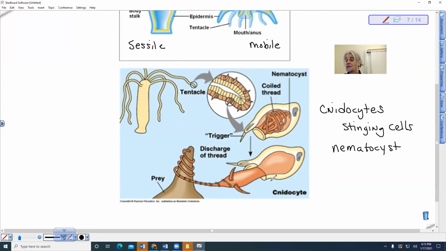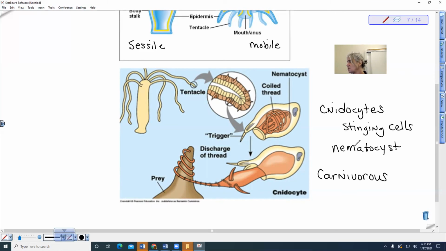These cnidocytes are carnivorous, right? So they are actually eating other animals. They're not filter feeders like sponges. Sea anemones actually grab hold of stuff and can draw it in. Obviously, jellyfish and Portuguese man-of-war can also even capture bony fish, which have scales, using these cnidocytes. It's a crazy thing, okay?